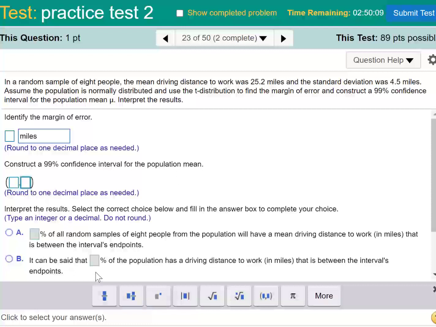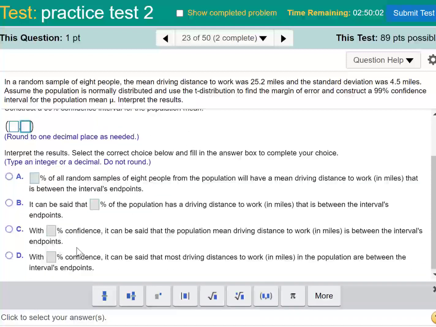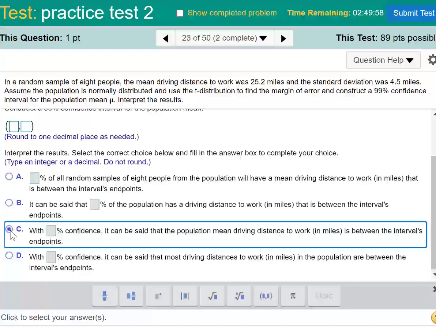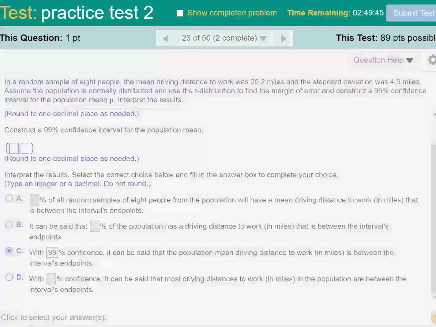Interpretation, it can be said with 99% confidence. Okay, let's see. Okay, here, this is it, the C. With 99% confidence, it can be said that the population mean driven distance to work in miles is between the intervals and the point. Next question.